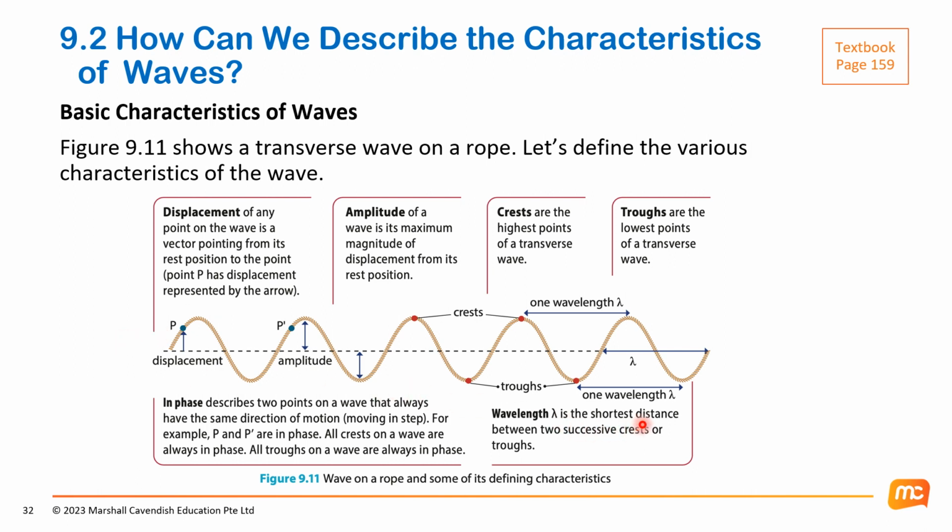And then the last term is the wavelength. The wavelength is the shortest distance between two crests or two troughs. So this is one wavelength. It is from one part to another part, and this tells us the distance between the oscillations, because one wavelength will tell us how long before the next identical segment of the wave comes along.